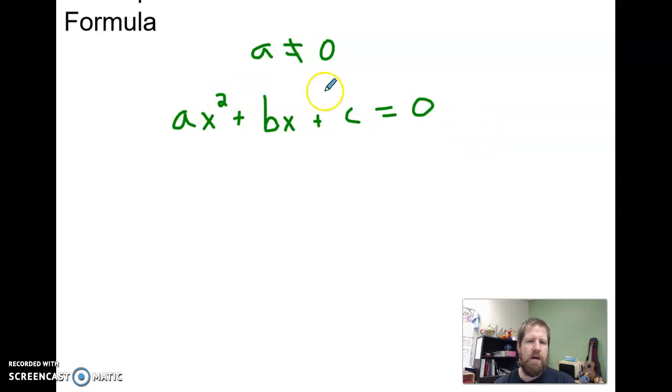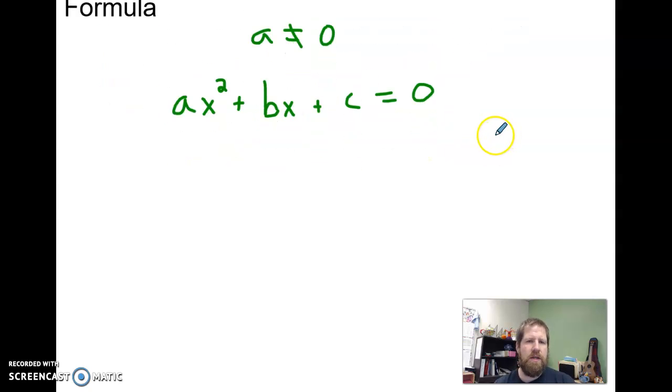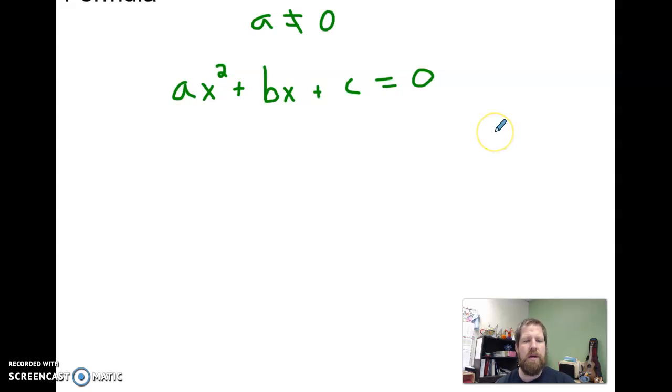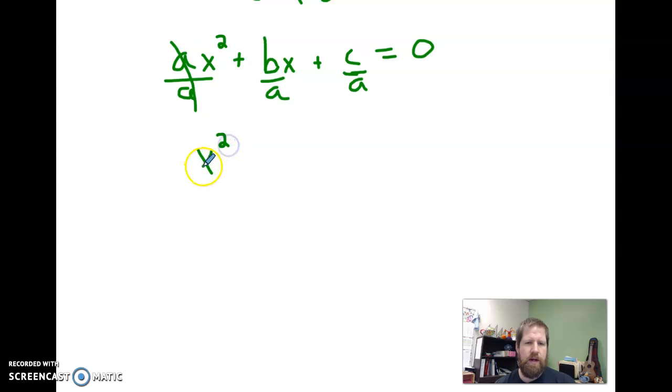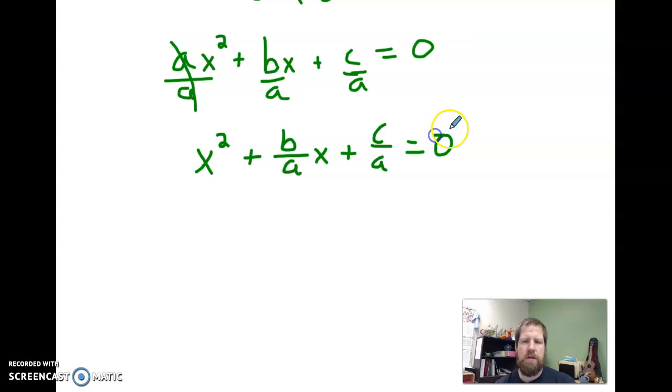All right, but it is good to remember a cannot equal 0. Okay, and from here, to find our quadratic formula, we're really just going to be following our steps for completing the square. Just like with completing the square, we've got to take care of the coefficient, right? We've got to take care of our a first, so we divide that away. Cancel those out. We're left with x squared plus b over a x plus c over a, and that is equal to 0.